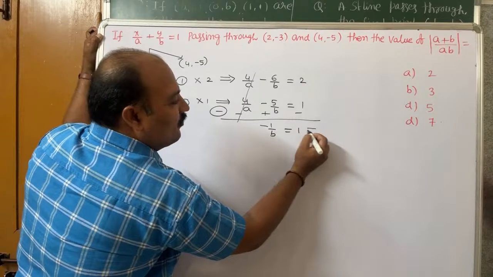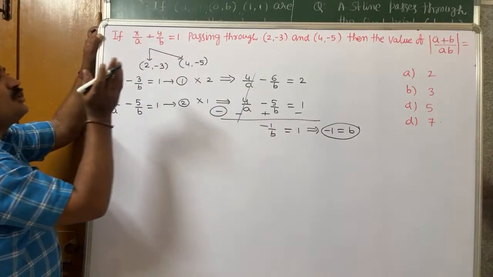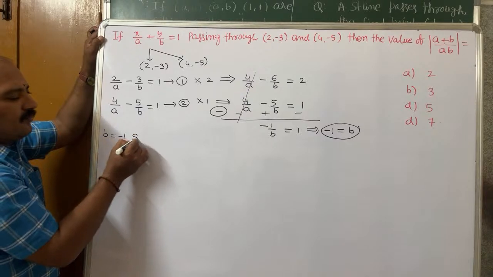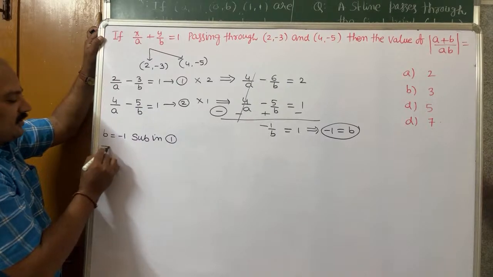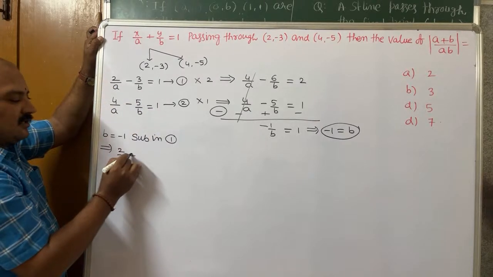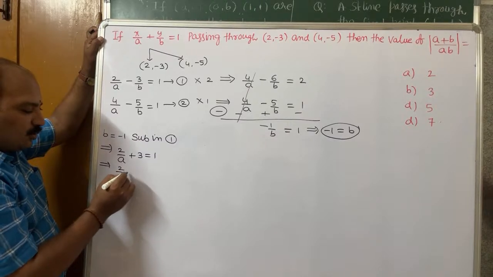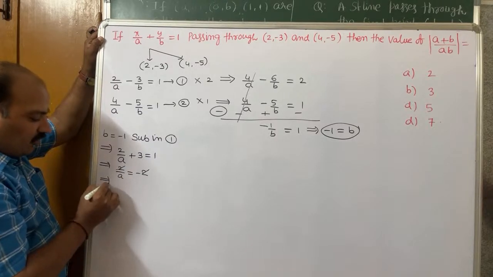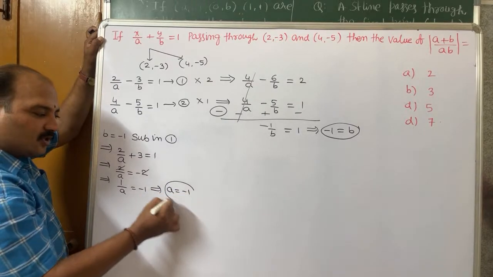So cross multiplying, minus 1 is equal to b. So b value minus 1, substitute in either equation 1 or equation 2. So b is equal to minus 1. Substitute in equation 1. You get 2 by a, b value minus 1 means minus of minus 3 will come here. So that implies 2 by a equal to 1 minus 3, so minus 2. Both sides 2 gets cancelled. 1 by a is equal to minus 1. That implies a equal to minus 1.